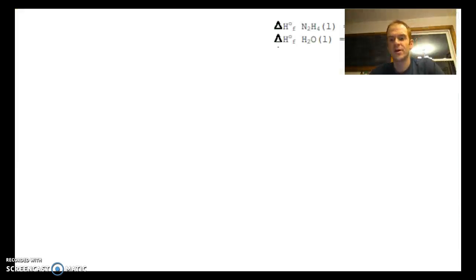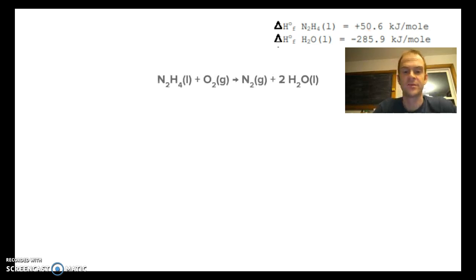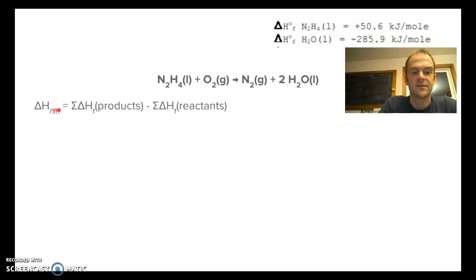Okay, so let's look at one last one. I think my face is maybe covering this up a little bit. I'll move that. See, here are 2 heat of formation values. To make dinitrogen tetrahydride, I absorb 51.6 kilojoules for every mole, and to make water, there's a release of 285.9 kilojoules for every mole. So here's my equation. Right? So I'm going to use this.